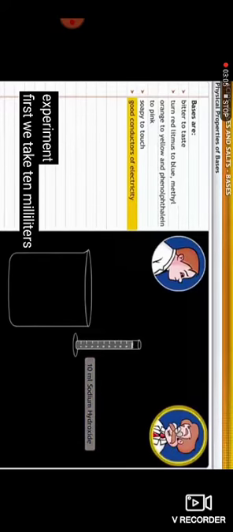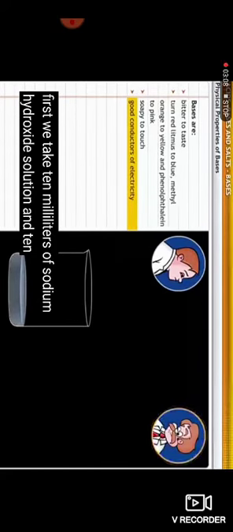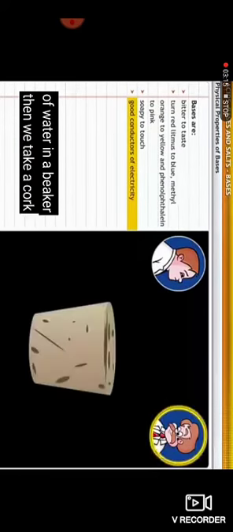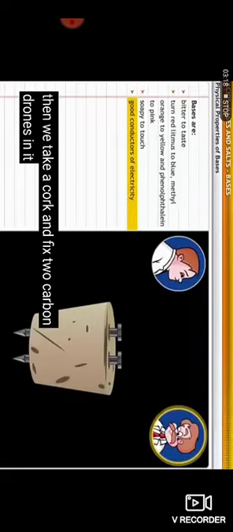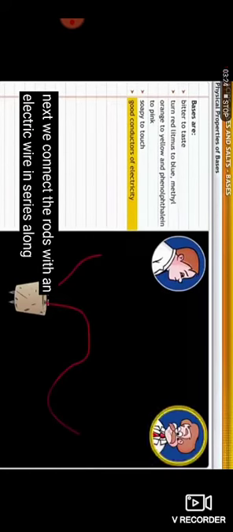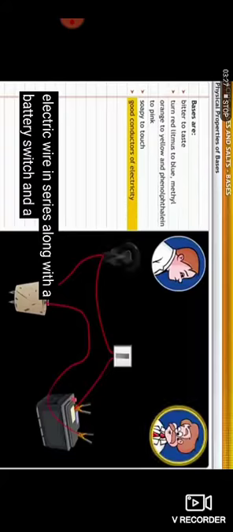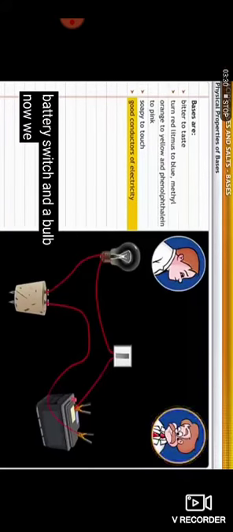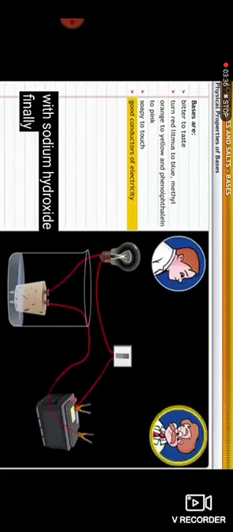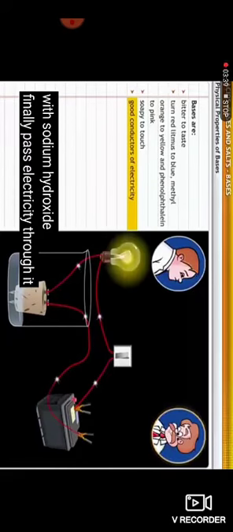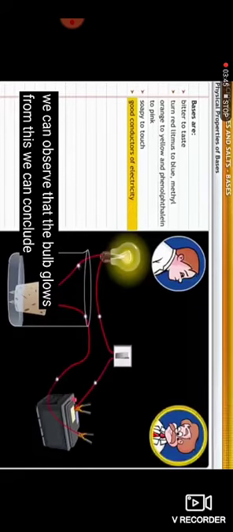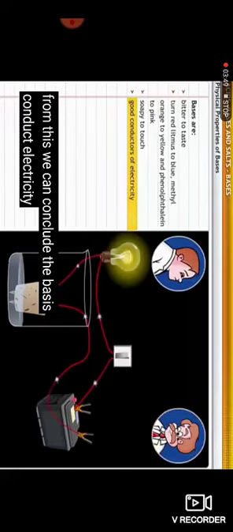First, we take 10 milliliters of sodium hydroxide solution and 10 milliliters of water in a beaker. Then, we take a cork and fix 2 carbon rods in it. Next, we connect the rods with an electric wire in series, along with a battery, switch, and a bulb. Now, we insert the setup into the beaker with sodium hydroxide. Finally, pass electricity through it. We can observe that the bulb glows. From this, we can conclude that bases conduct electricity.